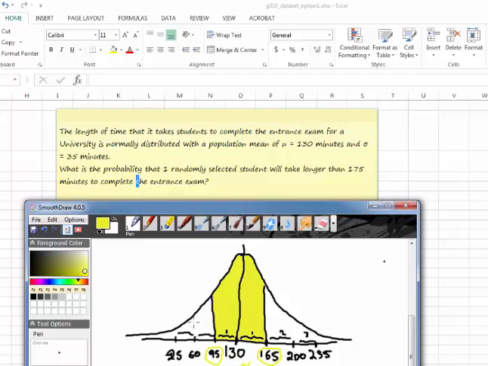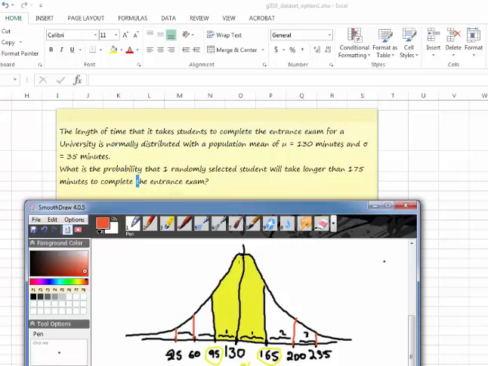Again, from the empirical rule of thumb, 95% of the students will be within about 2.5 standard deviations, so from here to here, and 99% of the students will be within a distance of 3 standard deviations.